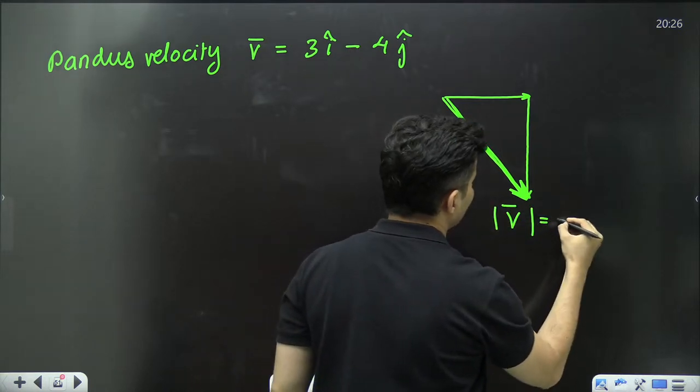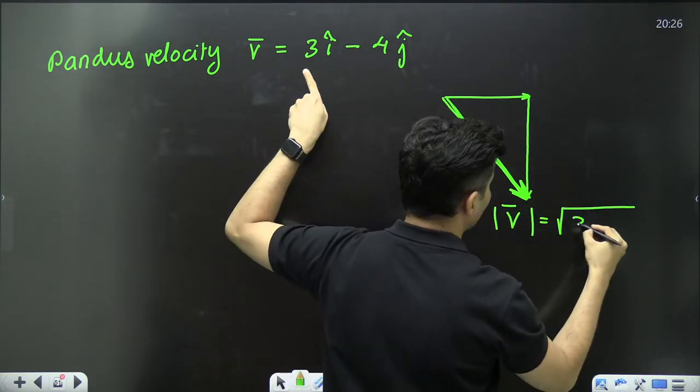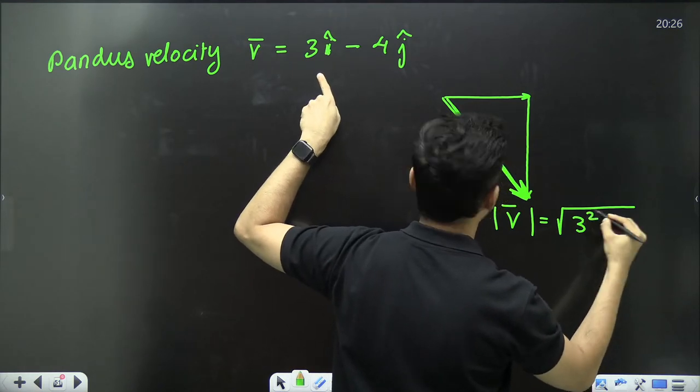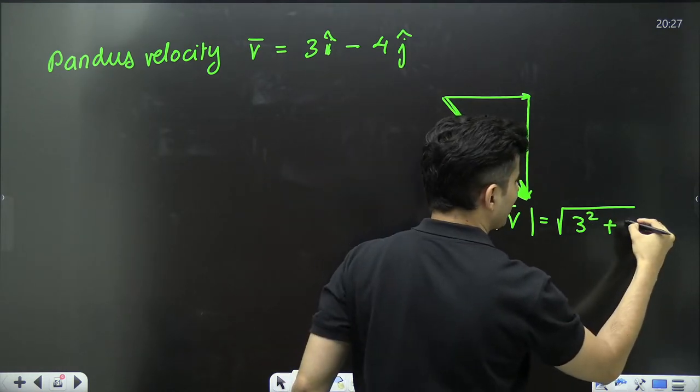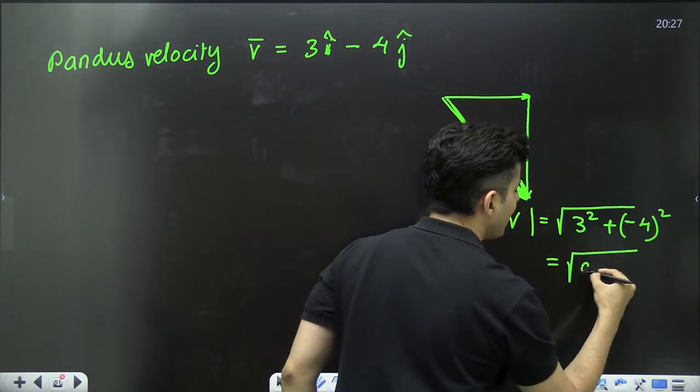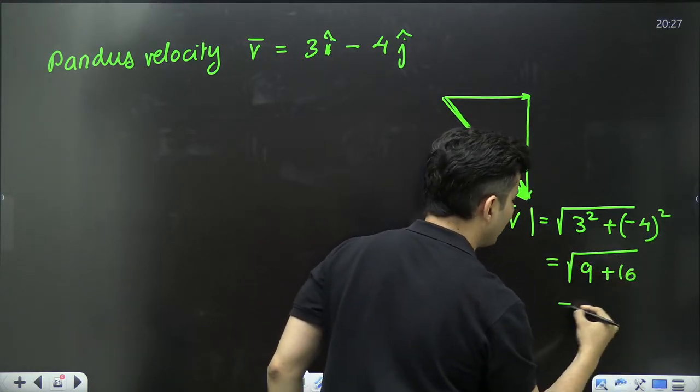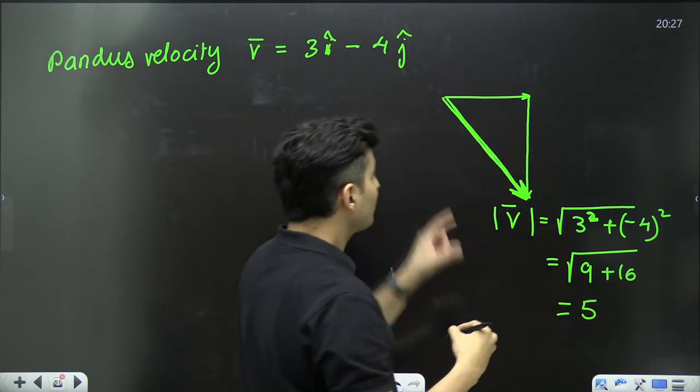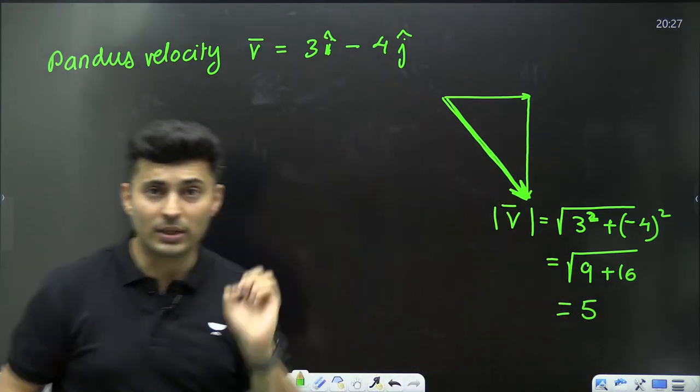The length of this will be root of 3 square plus minus 4 square. Minus 4 is same as 4 only. So this is basically 9 plus 16, which is root 25, which is basically 5. So the length of this is 5 units.